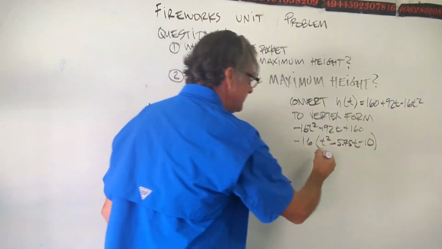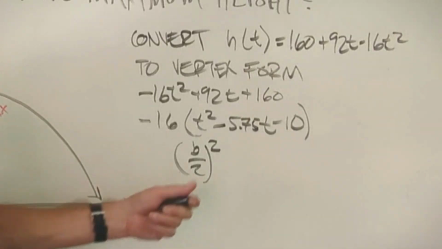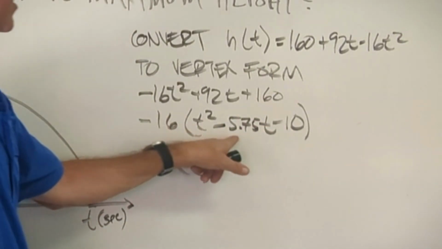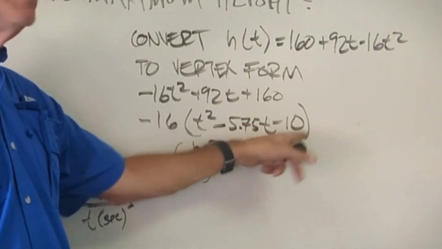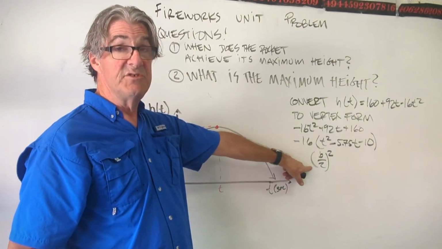So the next step was to figure out what b over 2 squared is. And if you're forgetting what your b term is, your b term is this one here. The a is 1, the b is minus 5.75, and the c is minus 10. We really only need the b term. So go ahead, pause the video and do that math.